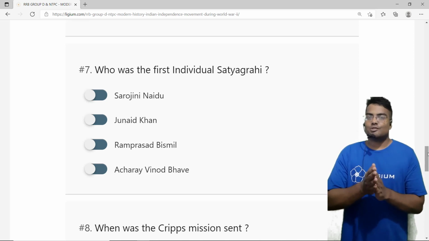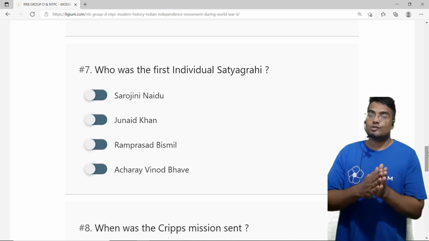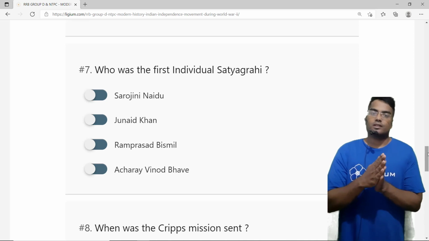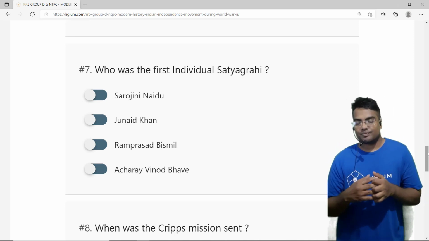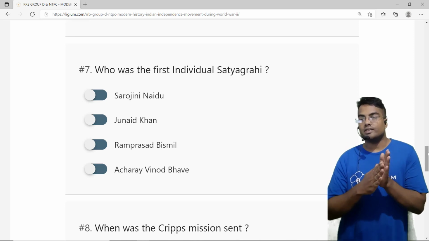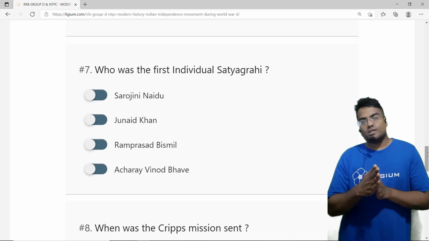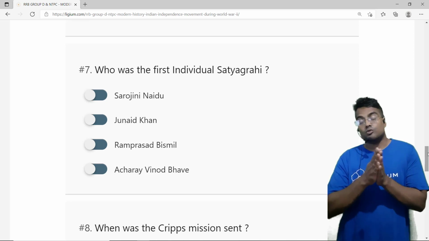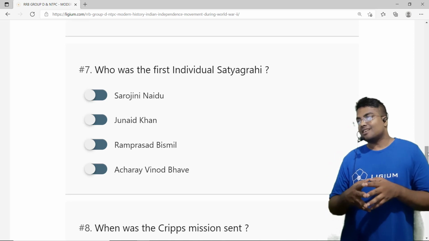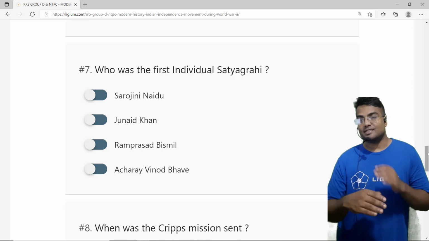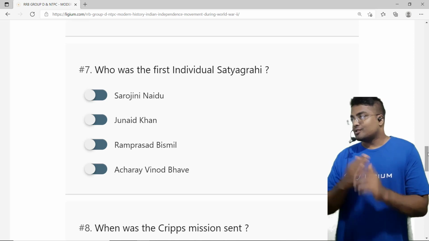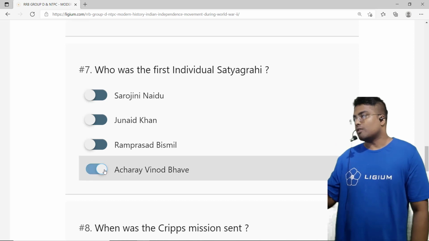Another reason why the individual satyagraha was launched was because most of the important satyagrahis were actually arrested by the Britishers. Gandhiji had a lieutenant called Acharya Vinoba Bhave, and he was technically the one who started the individual satyagraha, and he was also arrested. So the correct answer is Acharya Vinoba Bhave. Again, in my lecture, it's thoroughly explained. You just have to watch it. It's awesome, actually. So the correct answer is option D, Acharya Vinoba Bhave.